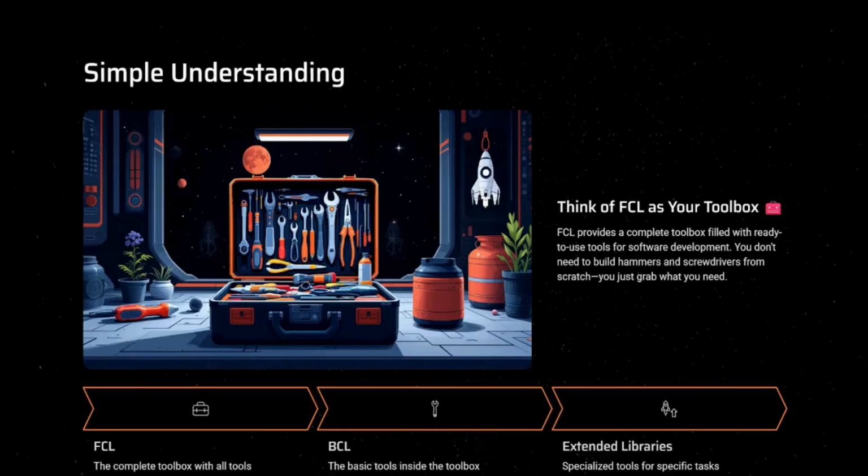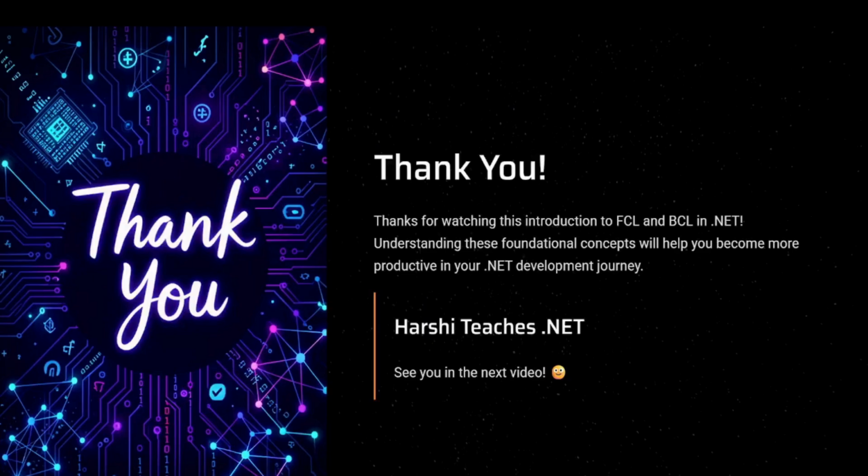Now, let's make it super simple. Think of FCL like a toolbox. Okay, so inside the toolbox, we have all the tools that you need to build something. Okay, and BCL, that's like a basic tool inside the toolbox. Okay, so in one simple line, FCL gives us ready-to-use functionality in .NET, so we don't have to start from zero. That's it for today, and I hope this made FCL and BCL easy to understand.